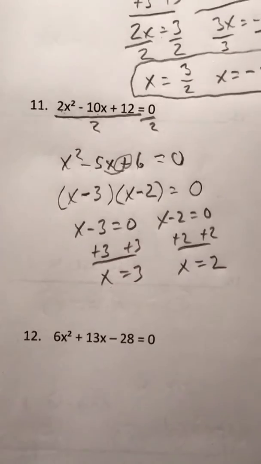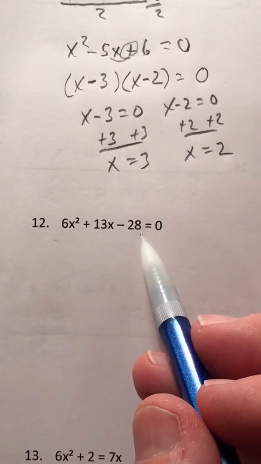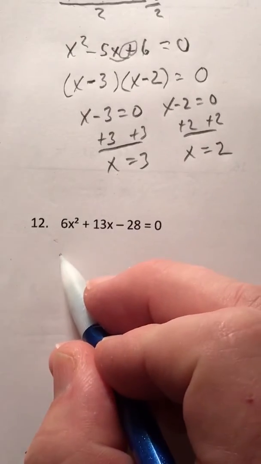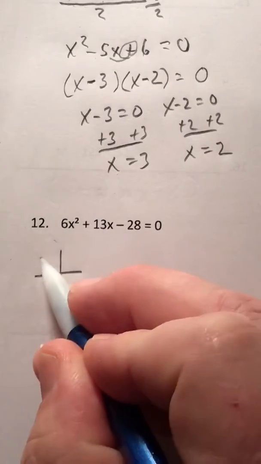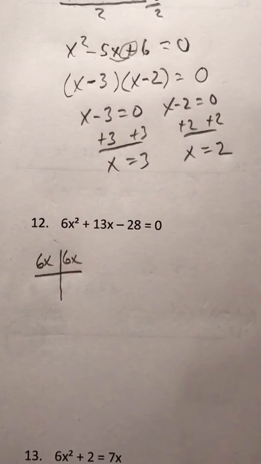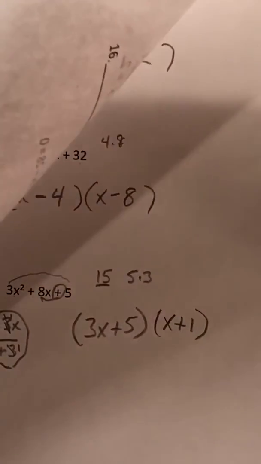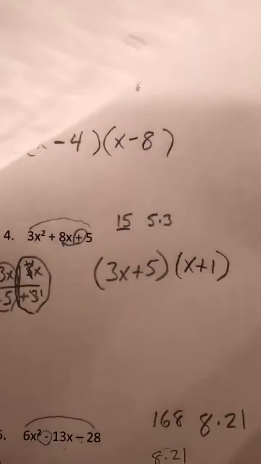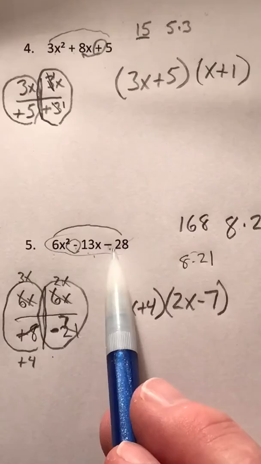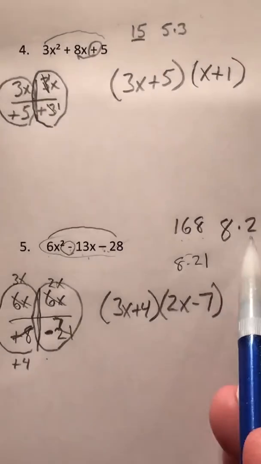All right. Number 12. Can't factor anything out of this one. So this one, what we're going to do again is we're going to do the box, 6x and 6x, and multiply 6 times 28. And I think we did this one, because we did 6 times 28 over here on this page. So this is really the same problem. So we found out it was 168. And then our factors were 8 and 21.